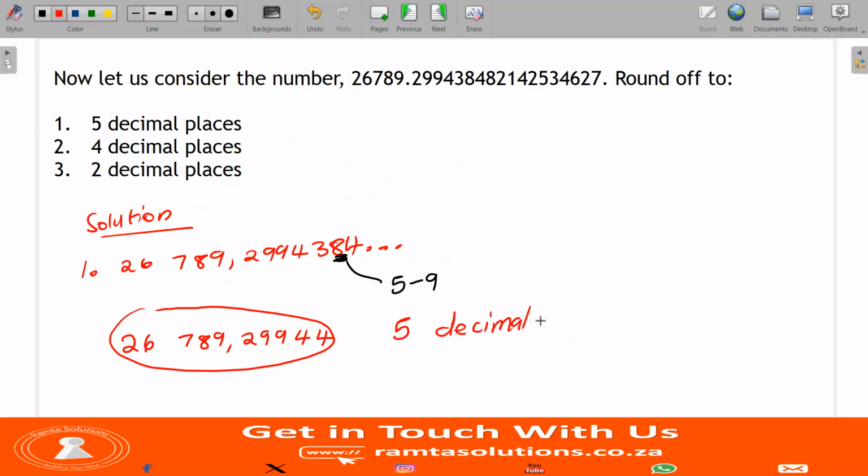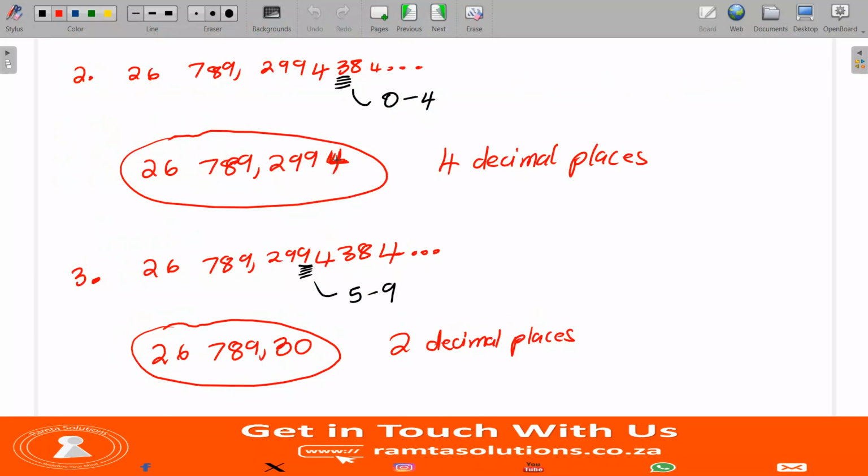Remember, when you round off to 5 decimal places, you look at the 6th decimal place so that you know what the 5th decimal place will become. When you round to 4 decimal places, you look at the 5th decimal place so you know what the 4th decimal place will become. In the same way, when you round to 2 decimal places, you look at the 3rd decimal place so you know what the 2nd decimal place will be. And for your high school, you will be rounding off correct to 2 decimal places unless stated otherwise.